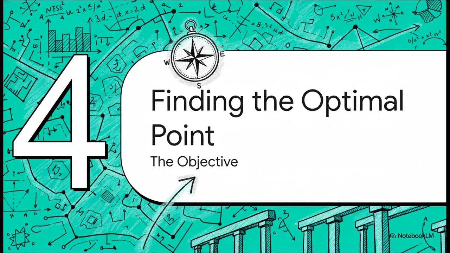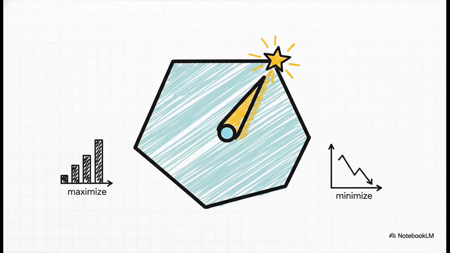All right, so we have our map of all the possible good choices, but how do we find the single best one? That's the final piece of the architecture. For that, we need an objective function. This is just a simple mathematical way of stating our goal. Are we trying to maximize profit, minimize travel time, reduce cost? The objective function acts like a compass, guiding us through that feasible region to find the one point, the one combination of yes-no choices that best achieves our goal.